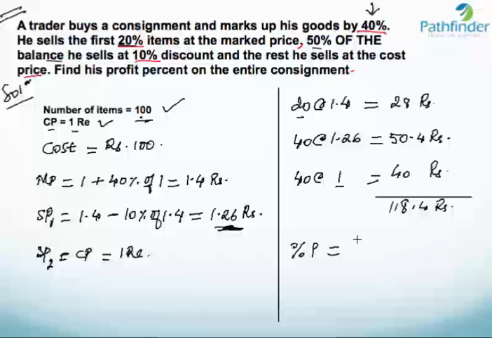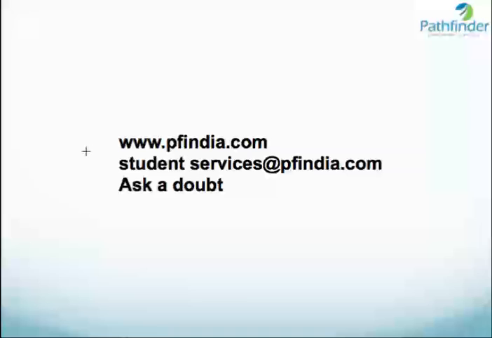Therefore, his percentage profit would be (118.4 minus 100) divided by 100 into 100, that will yield us 18.4%. So with this we come to an end of our session.